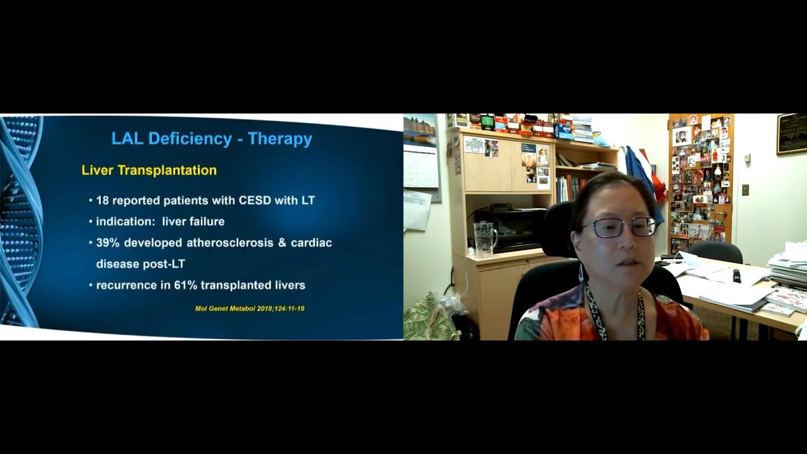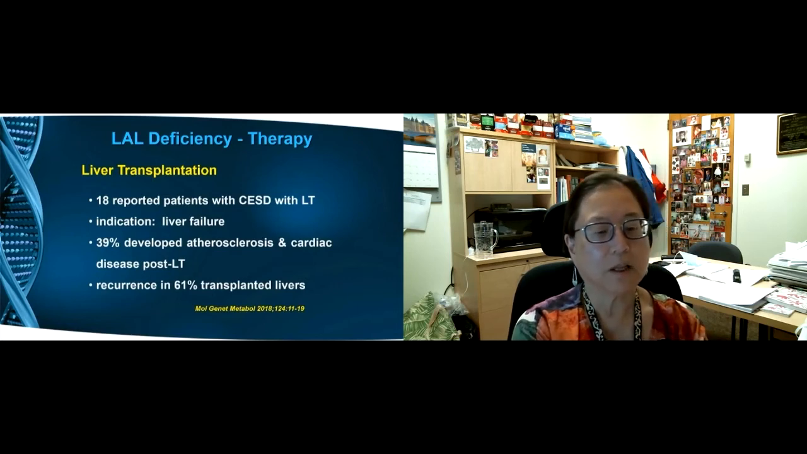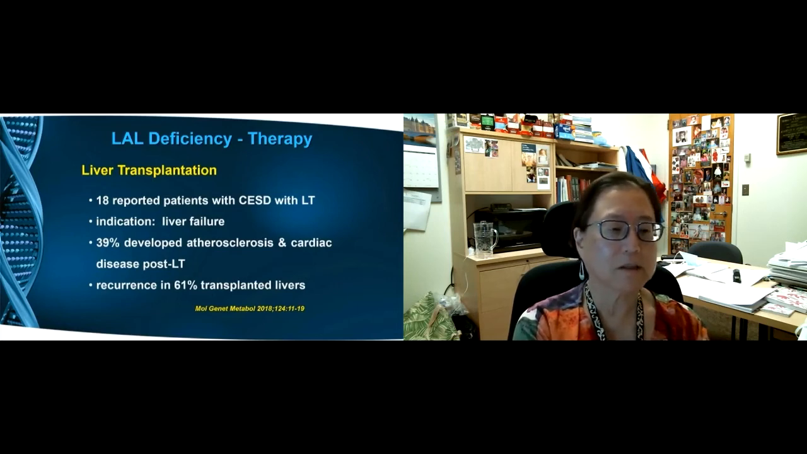Liver transplantation has also been tried for those patients with end-stage liver disease who have developed liver failure. However, 39% developed atherosclerosis and cardiac disease post-liver transplant. And in fact, you can get recurrence of lysosomal acid lipase deficiency because it affects the macrophages, which are found in the liver. And therefore, you can get recurrence of storage of cholesterol esters and triglycerides within the transplanted livers in about 61%. Next slide.